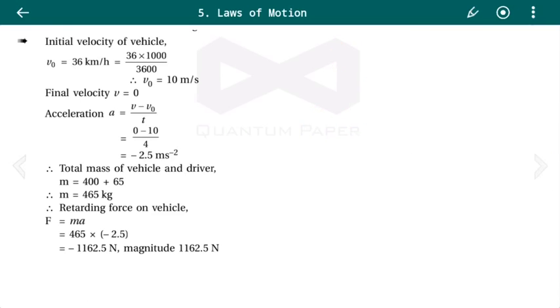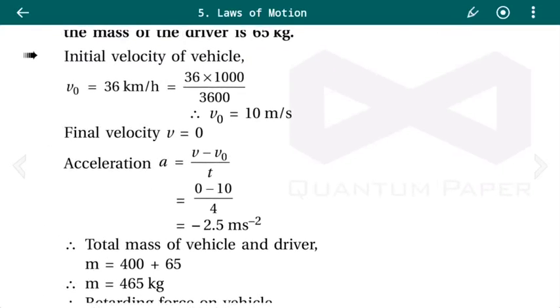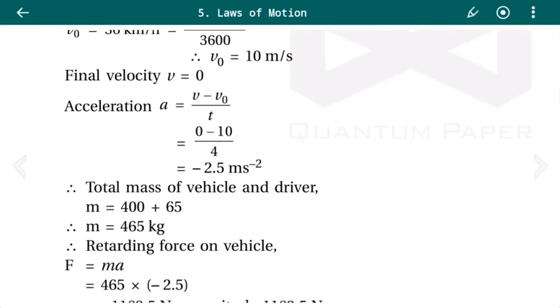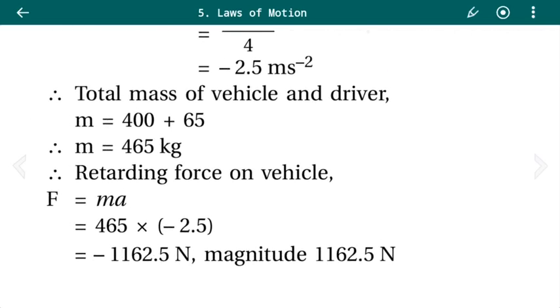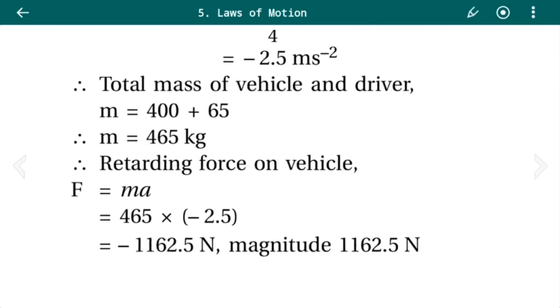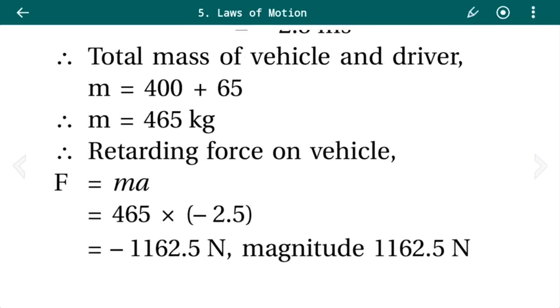value. So first of all, let us get the value of acceleration, that is change in velocity upon time, that is V minus V0 by T. Put the values of V, V0 and T, we get 0 minus 10 upon 4, that is minus 2.5 meter per second square. As well as let us see the total mass of the system consisting of vehicle and driver, that is M equals 400 plus 65, that is 465 kg.